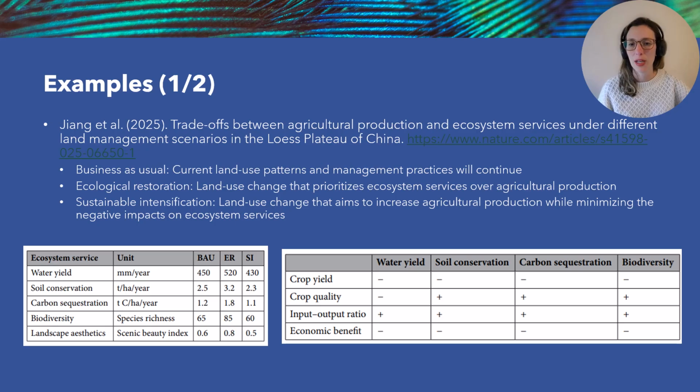The study also included a qualitative trade-off analysis, which you can see in the table on the right of the screen. This table highlights the trade-offs between crop yield and ecosystem services. So when farmers try to increase yields using intensive practices, they end up degrading water quality, soil fertility, carbon sequestration, and biodiversity. But the research also found some synergies. When farmers focus on improving crop quality rather than just yield, they can actually enhance ecosystem services.